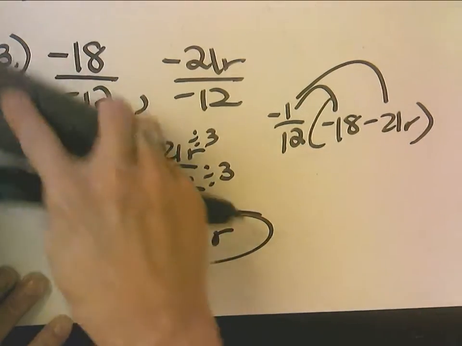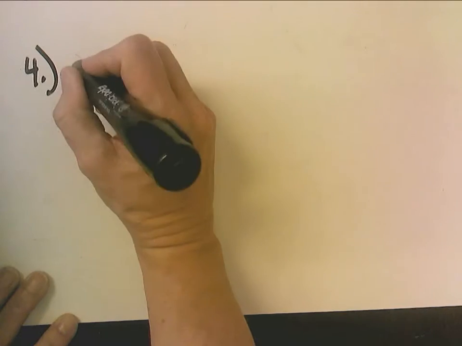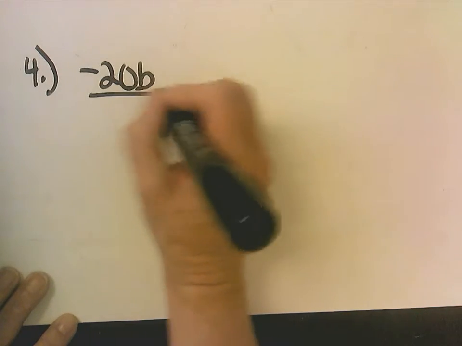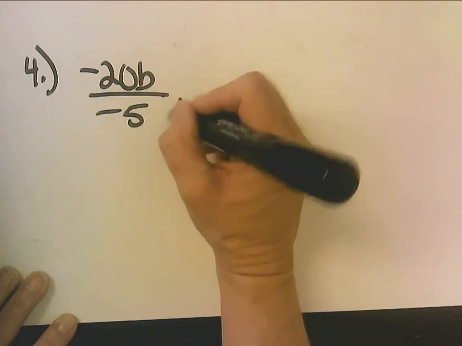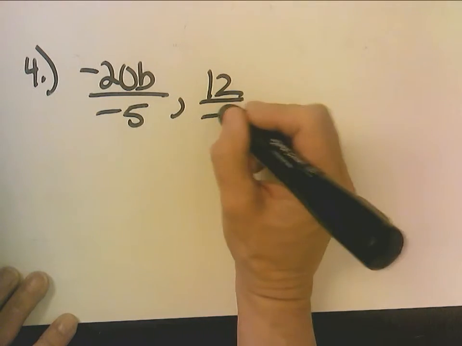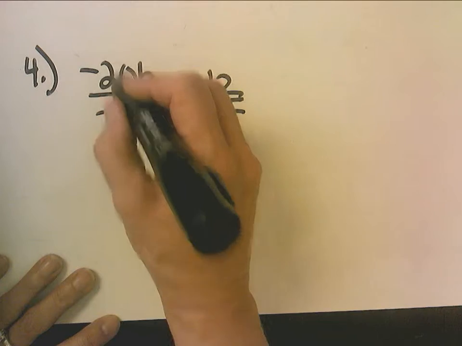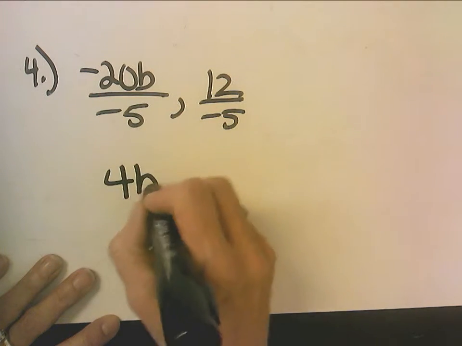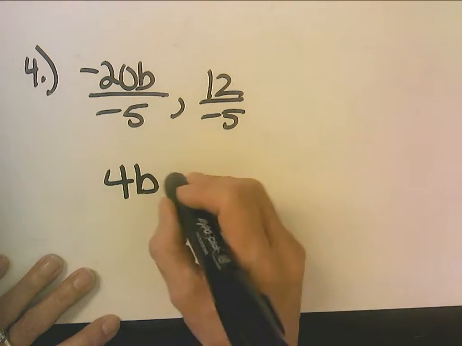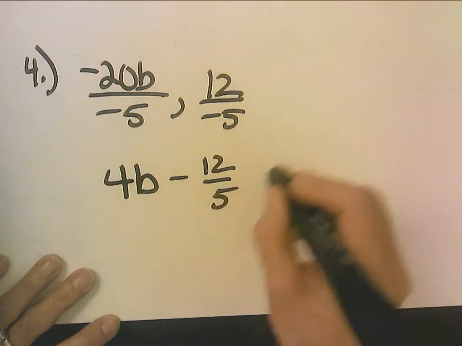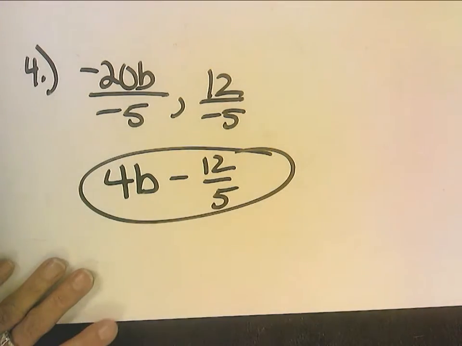Okay, and then the final one, number 4, negative 20b divided by negative 5, and 12 divided by negative 5. So this is going to be positive. 20 over 5 is 4, so this is positive 4b minus 12 over 5. And that's the final answer.